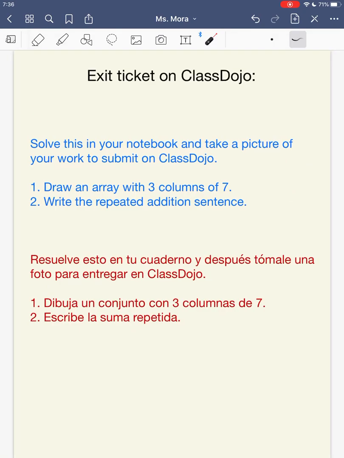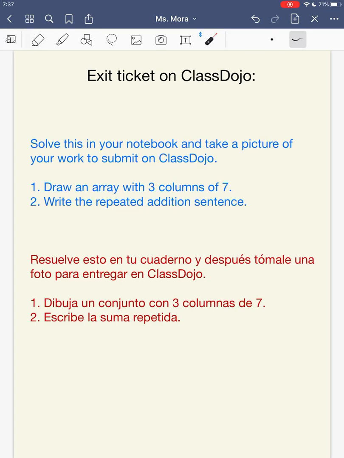So here's your exit ticket. You're going to solve this in your notebook and take a picture of your work to submit on ClassDojo. So first, you're going to draw an array with 3 columns of 7. Then, write the repeated addition sentence. And that's it. Make sure you write your repeated addition sentence that matches the number of squares in each column. Alright, then you take a picture and upload it to ClassDojo.